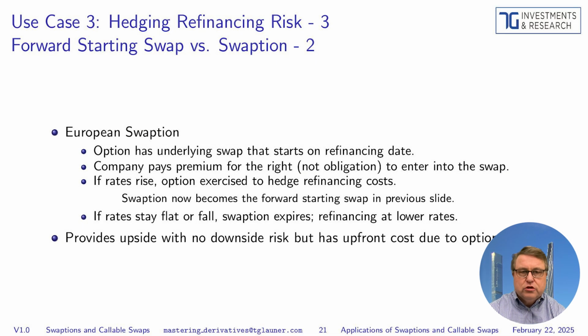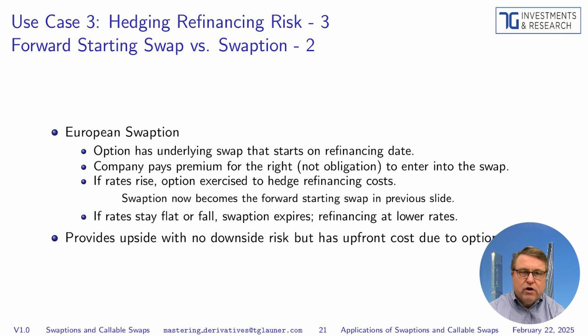Conversely, an alternative approach to managing refinancing risk is using a European swaption, which offers greater flexibility compared to a forward-starting swap. A European swaption is an option on an underlying interest rate swap that begins on the refinancing date. Instead of a binding obligation, the company pays a premium upfront for the right but not the obligation to enter into the swap at that future date.